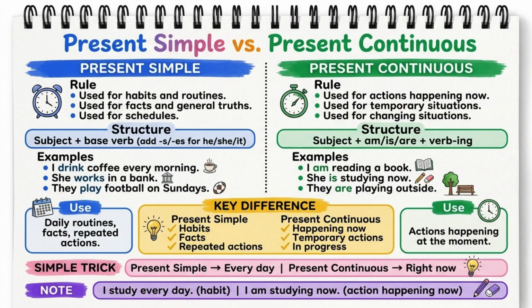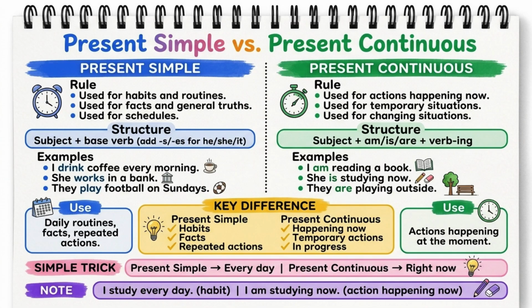For example, I drink coffee every morning. She works in a bank. They play football on Sundays. Notice the time expressions, every morning, on Sundays, every day. These words tell us the action is repeated.